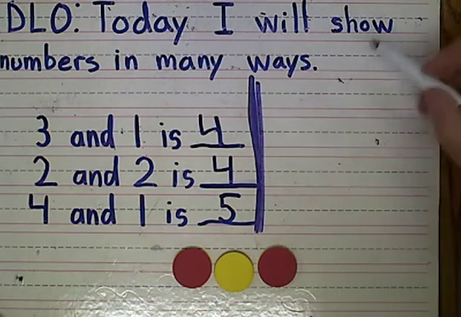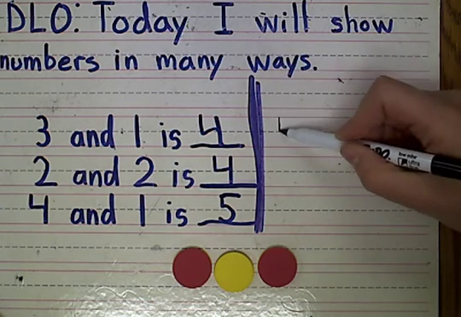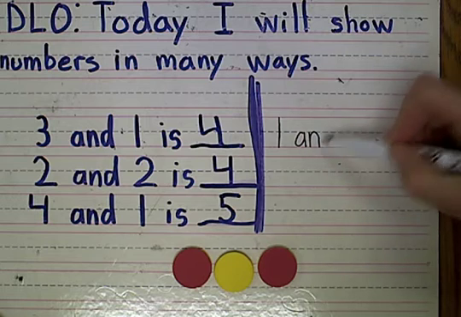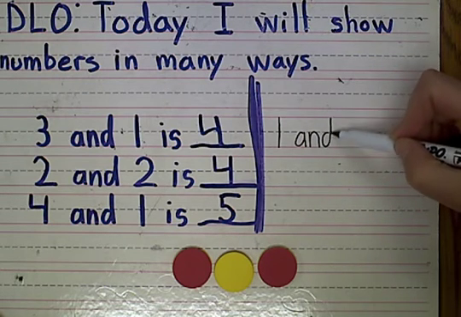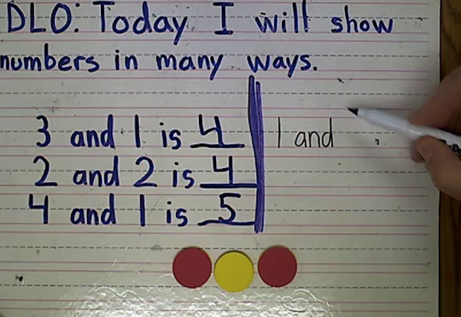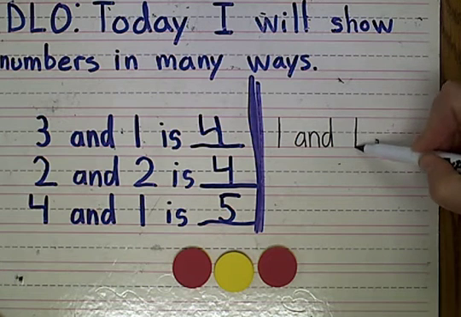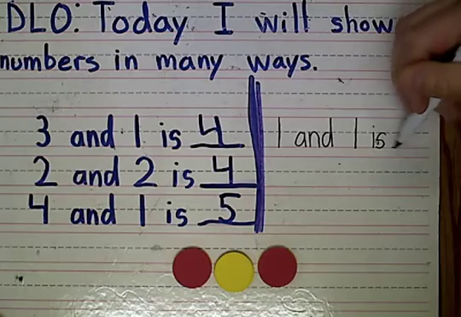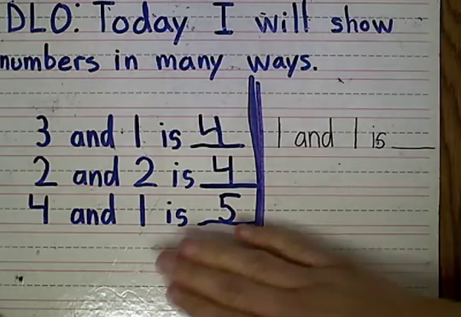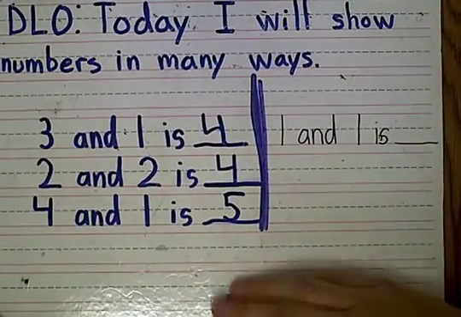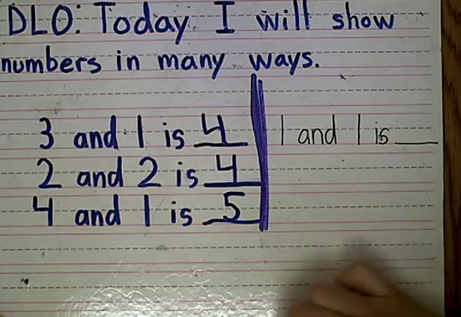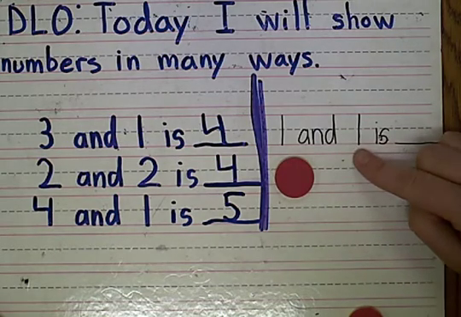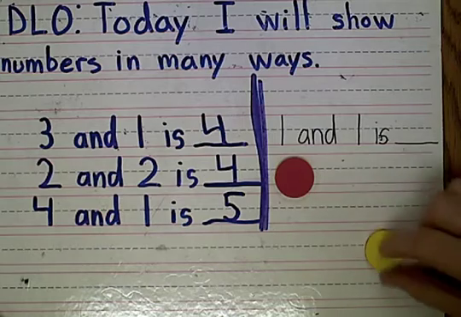Let's try another one. Let's do 1 and 1 is blank. Let's try it out. 1 and 1. I'll start with red. A red for 1. My next number is 1. Let's show it with a yellow.